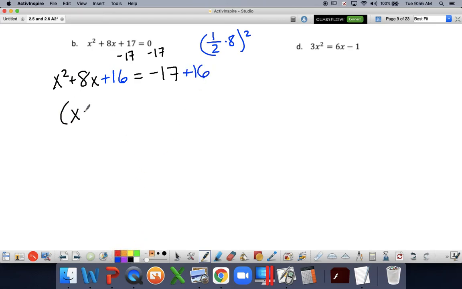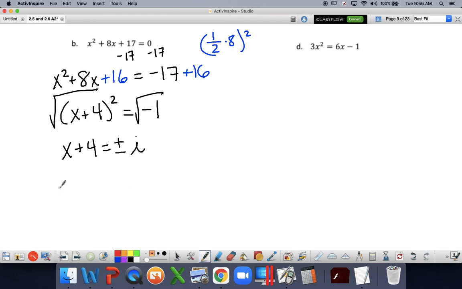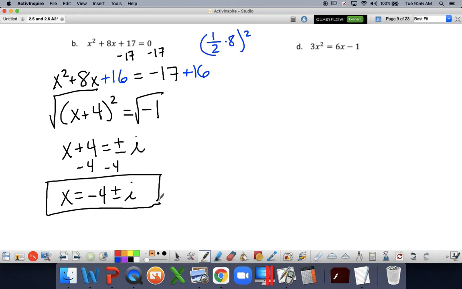I then rewrite the left-hand side as a binomial squared by taking half of my b value, and I get out a negative 1 there. I take the square root of both sides. Now the square root of negative 1, that's just i. I get x equals negative 4 plus or minus i, and because I have an i in my solution, these represent non-real solutions.